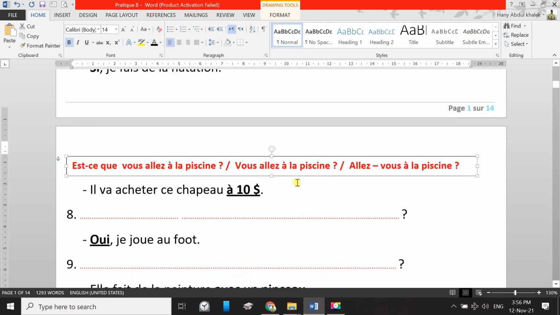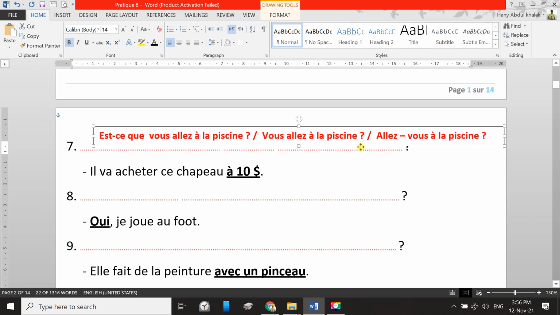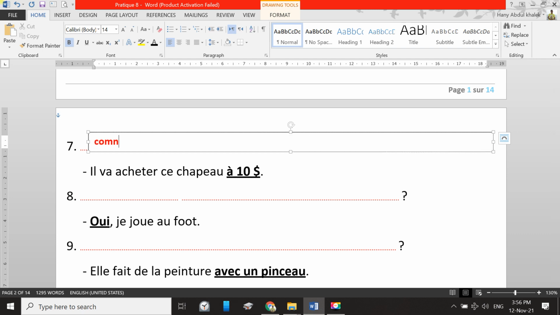Here next, here we have a price. Okay, il va acheter ce chapeau à 10 $. So here we use combien coûte, and pay attention that we have combien. It's not only combien coûte or combien de. We can say combien pèse, combien mesure.